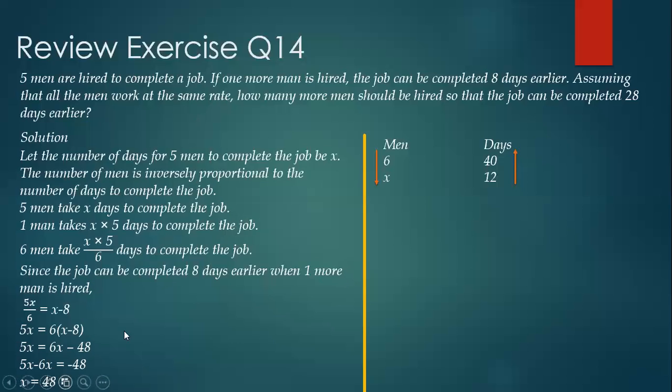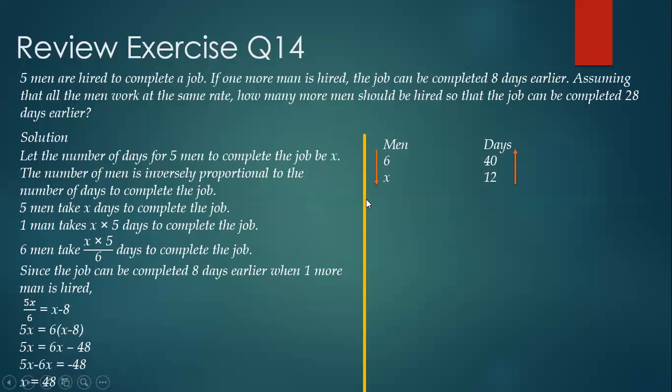And since one more man is added, 5 men can finish the work in 48 days. If one more man is added, there will be 6 men, and they are going to complete the work 8 days earlier. That means 48 minus 8 will be 40. And we have to find out how many more men are required to complete the work 28 days earlier. So 40 minus 28 is 12.